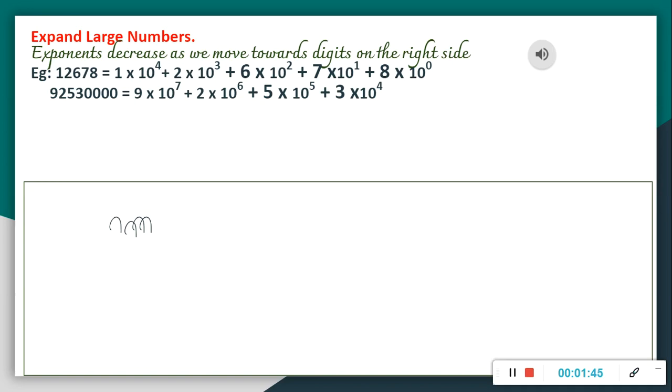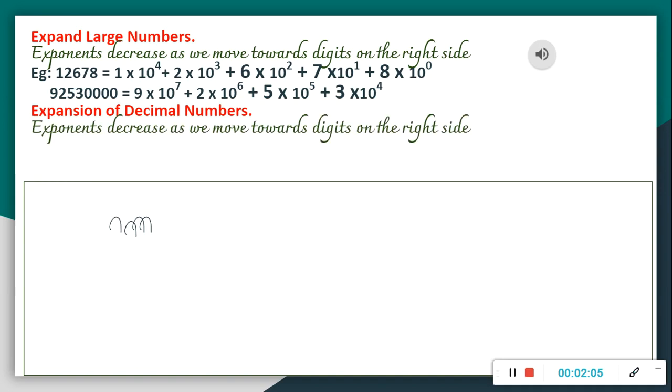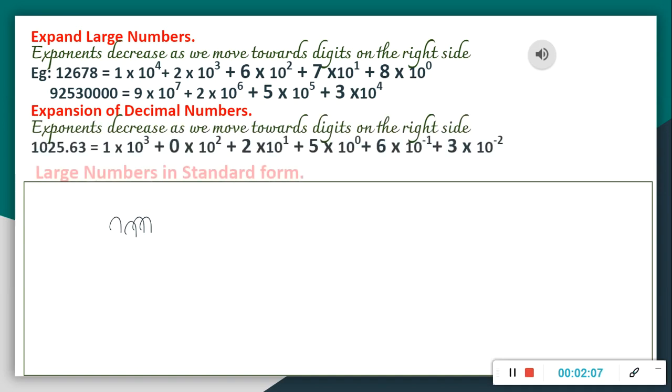Now let's see large numbers in standard form. Let's see how we write very large and very small numbers in standard form. You have already learned how to write a large number in standard form, right? How do we write it? We express the number as a decimal number between 1 and 10 and then multiply it by a power of 10, right? Let's see an example.